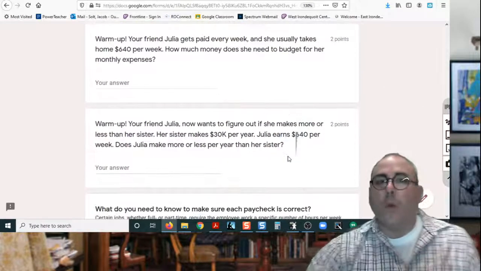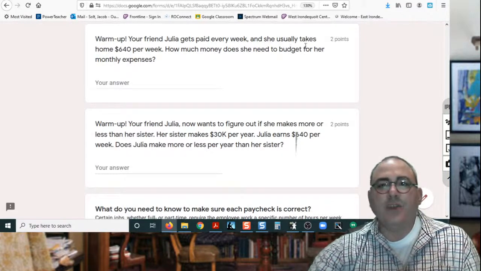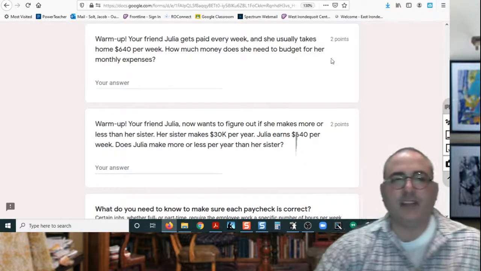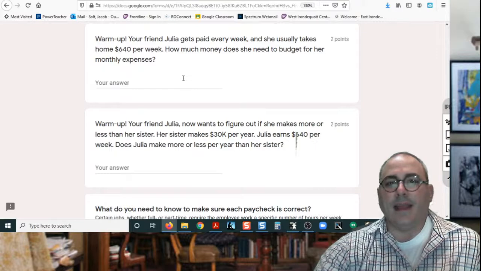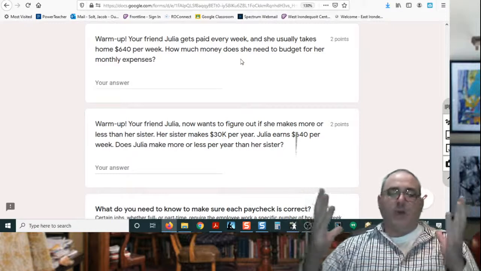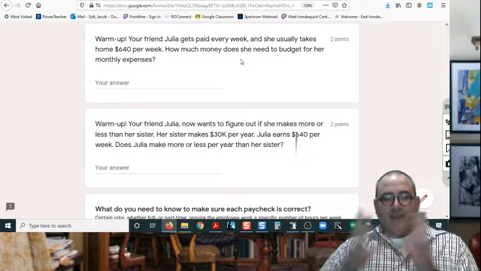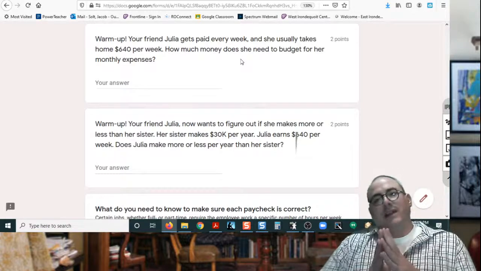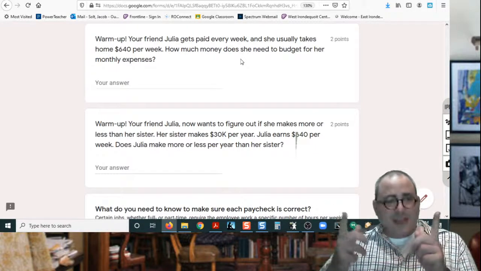So as the sign says, time to get paid. Let's go. Warm up. Your friend Julia gets paid every week, and she usually takes home $640 per week. How much money does she need to budget for her monthly expenses? So she usually gets paid $640 per week, and she gets paid each week. How much money does she need to budget for her monthly expenses? If she's creating a budget, what's the maximum money she should spend per month? Figure that out, all right? So pause the video here, and I want you to give this a shot on your own. Give it a shot. Pause the video, come back to me. I'll wait. Good. Glad you paused me. Glad you unpaused me. We're back.